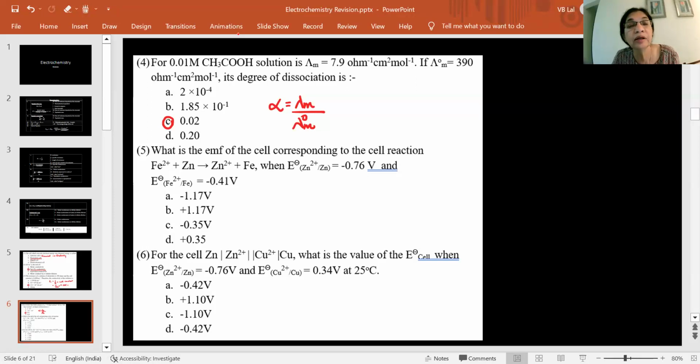Now, what is the EMF of a cell corresponding to the cell reaction? This is the cell reaction, and E0 for zinc and for iron is given there. Reduction potential for zinc and iron is given there. What is the cell potential? This is an easy one. Who will answer? Hariharan. Vishal, can you try this one? I can give you a hint. E cell is equal to E0 cell is equal to E0 cathode minus E0 anode.